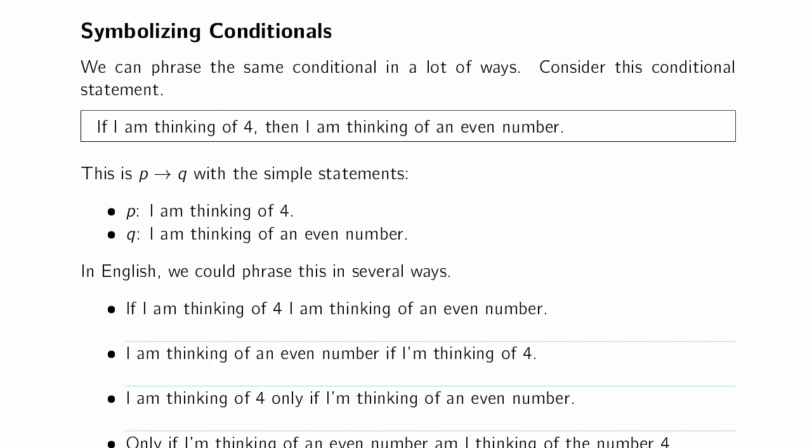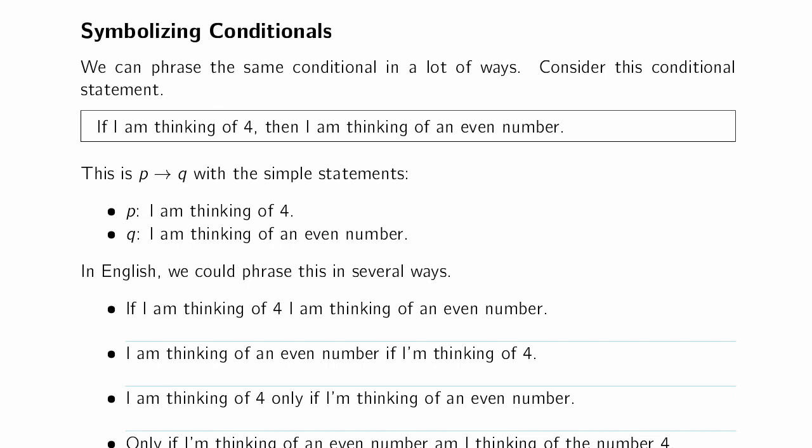Well, we're talking about symbolizing complex sorts of statements. Let's talk a little bit more about symbolizing conditionals. Now, conditionals are challenging to work with for several reasons. They're the only one of our connectors that's not symmetric. The order of the P and the Q matters. They disagree with our intuition from English in a lot of ways. And there are lots of different ways of phrasing them.